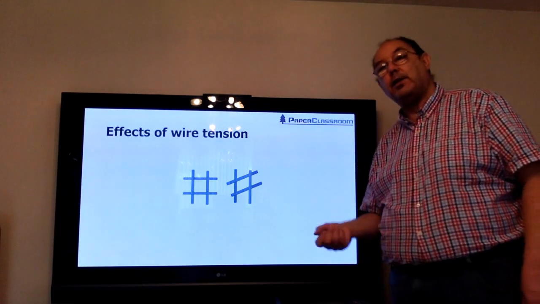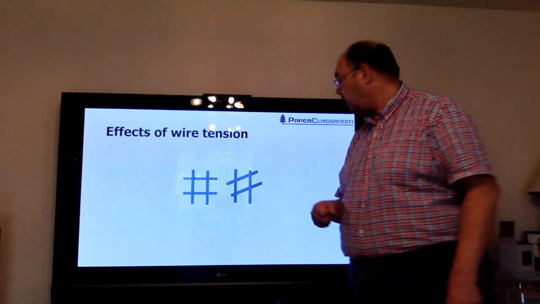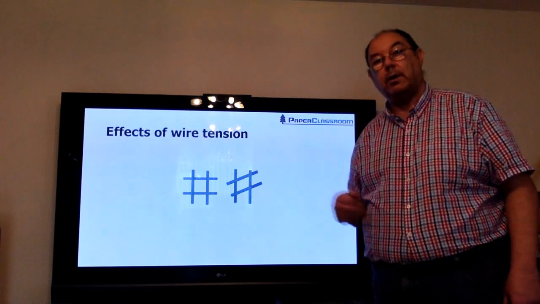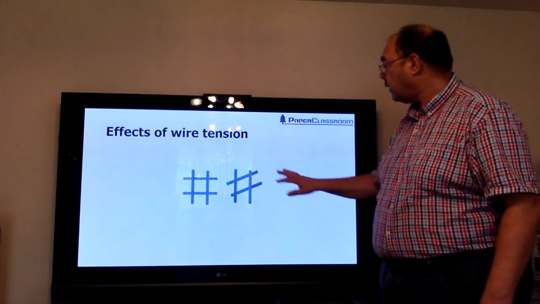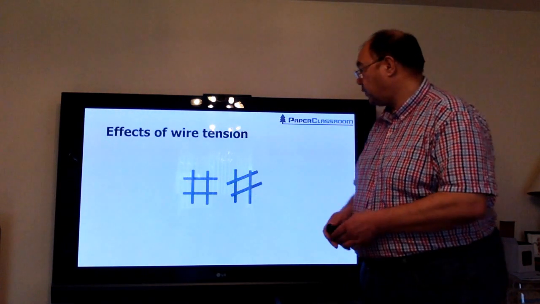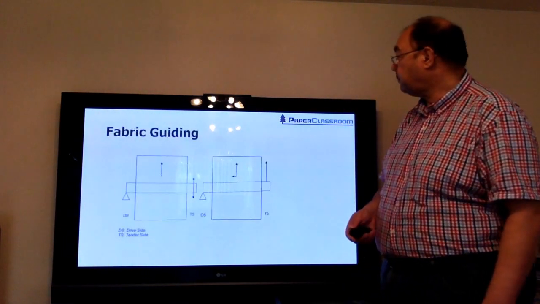So you're going to affect drainage rates, you're going to affect retention, you're going to affect formation, you're going to affect the position of your wet line. So having the right tension is very, very important.